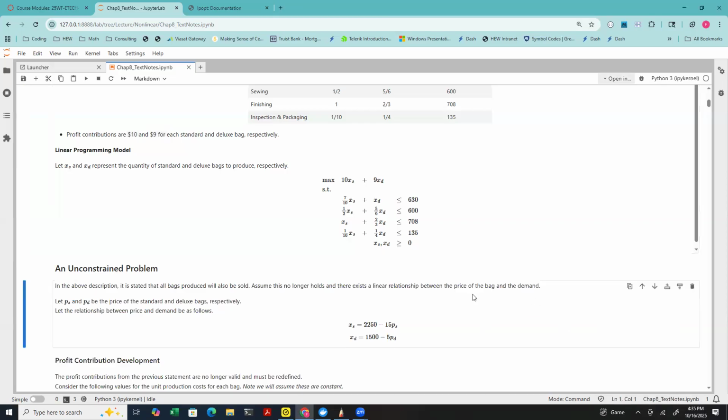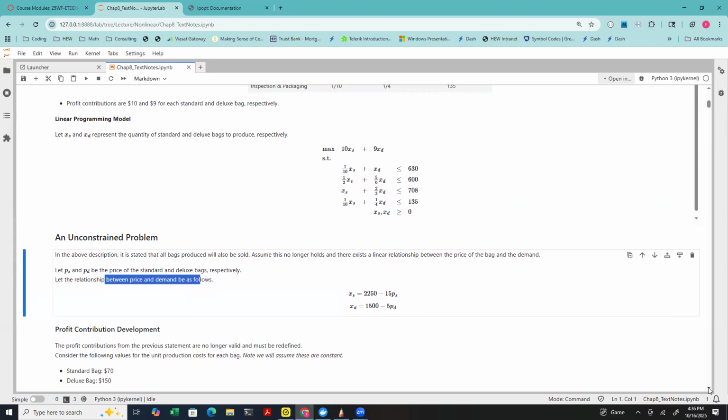Now we introduce this new condition: what if there is a relationship between the price and the demand? It looks like this. X of S, the amount that we're going to produce, is equal to 2250 minus 15 times the price of the standard bag. And a similar relationship with the deluxe bag: the number of deluxe bags we're going to produce is equal to 1500 minus 5 times the price of the deluxe bag. So this starts to mess with our objective function, our expression for the profits.